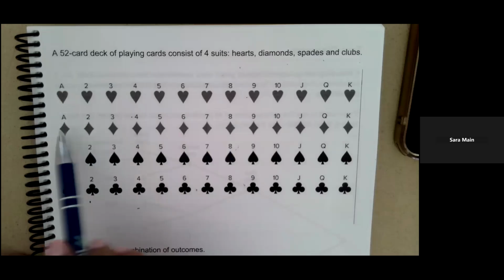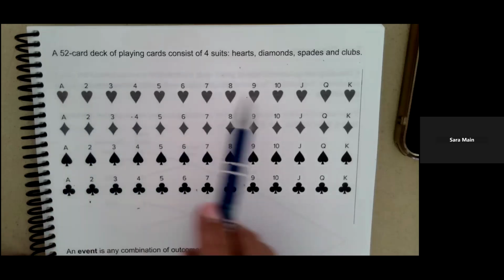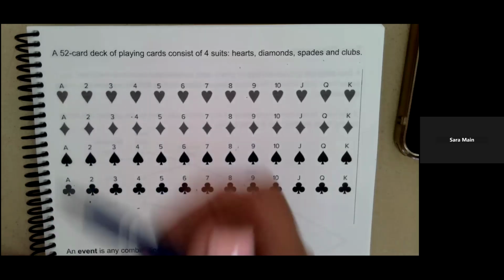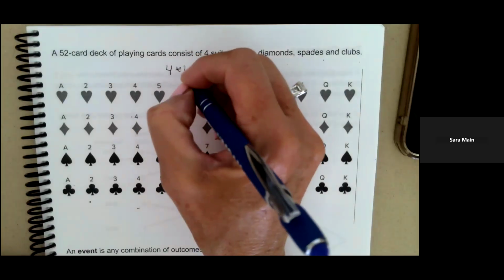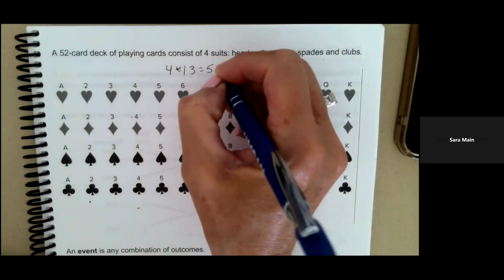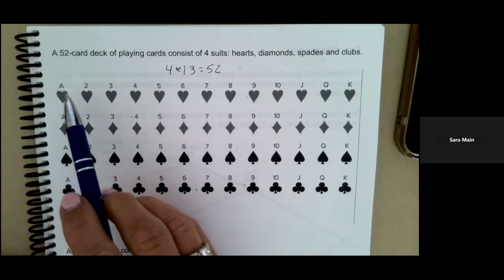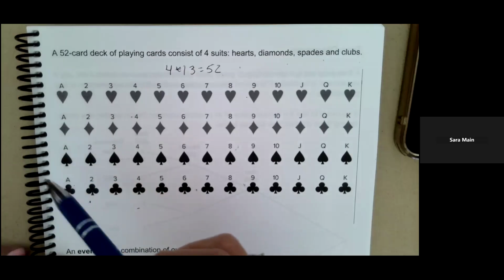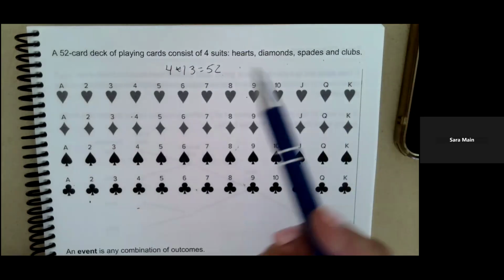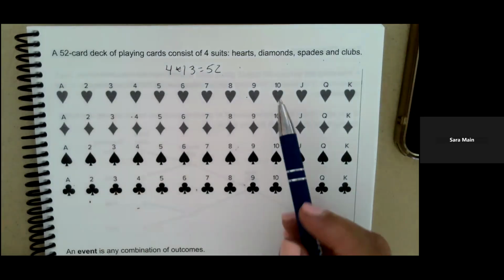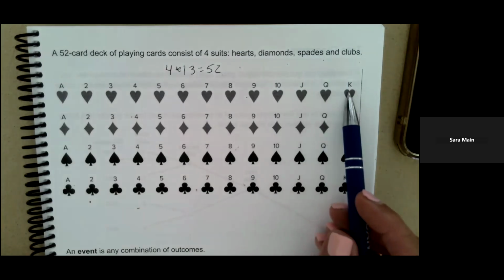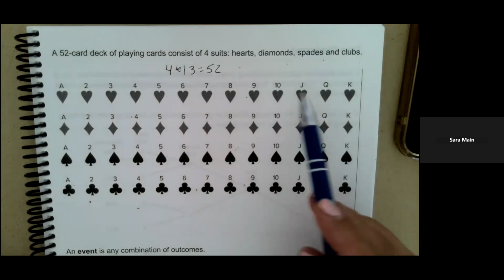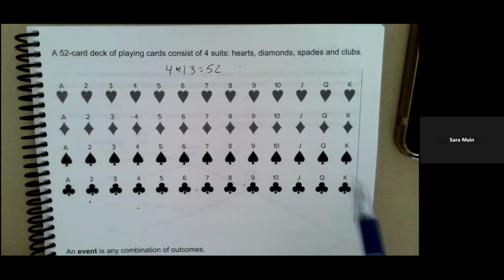So there's 4 suits, and there are 13 cards in each suit. So 4 times 13 is 52. And a lot of times this is the ace, and the ace is a lot of times treated as a 1. Sometimes it's treated as the highest card. It just depends on the game you're playing. And then we have the jack, the queen, and the king. Those are called face cards because they have faces on them.